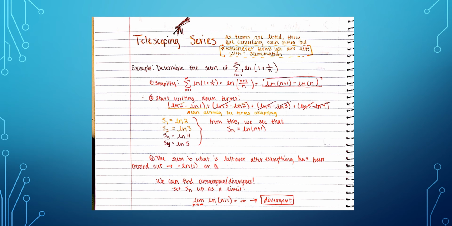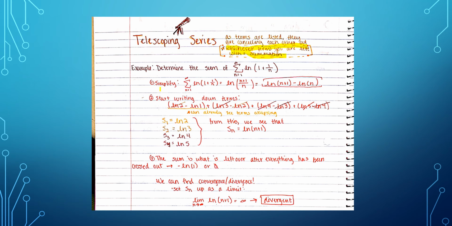The next problem I'm going to be talking about is based on a telescoping series. Remember, in a telescoping series, as terms are listed, they cancel each other out, and the summation is whatever terms you're left with. So our example problem wants us to determine the sum of the series from n equals 1 to infinity of ln of 1 plus 1 over n.